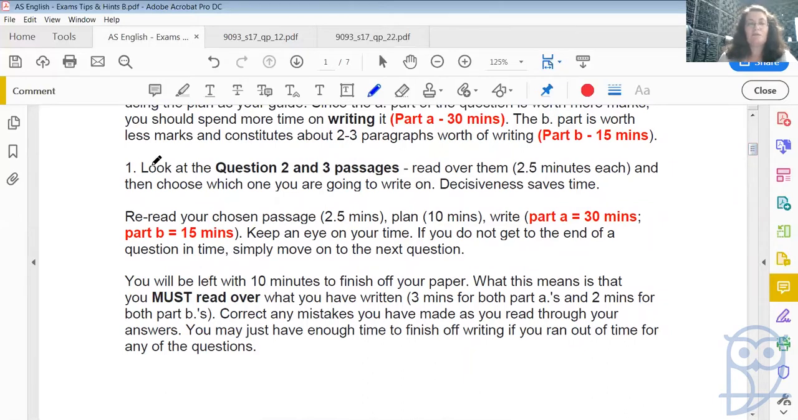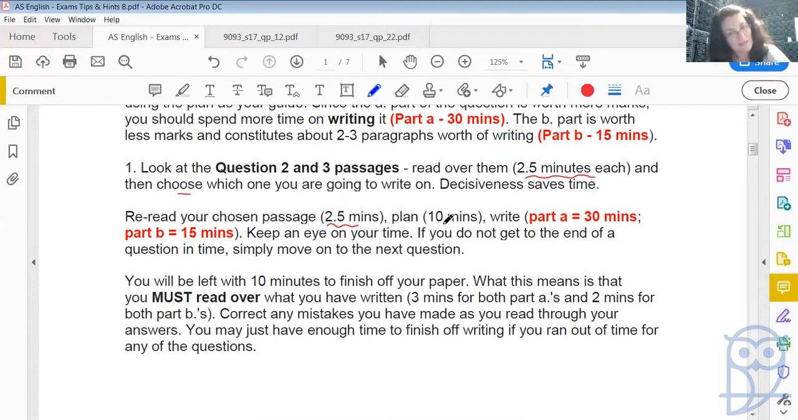Now, we're going to move on to question 2 and 3. You read over them both, okay, and try to spend about 2.5 minutes on each, roughly. Just read through the first one, read through the second one. Then choose which one you're going to write on. Being decisive saves time, so you choose the one that you're going to write on and you stick with it, right? Reread your chosen passage, another 2.5 minutes. So once again, 5 minutes as a whole on the reading exercise.